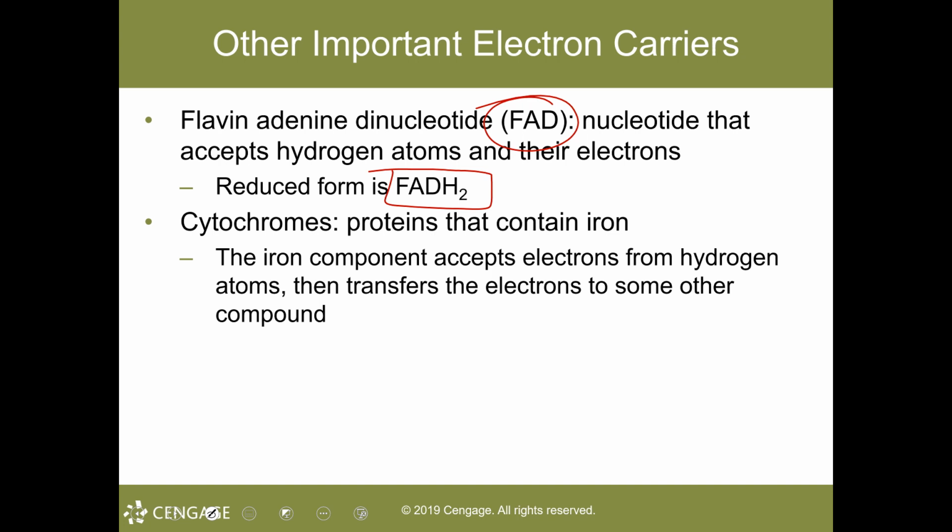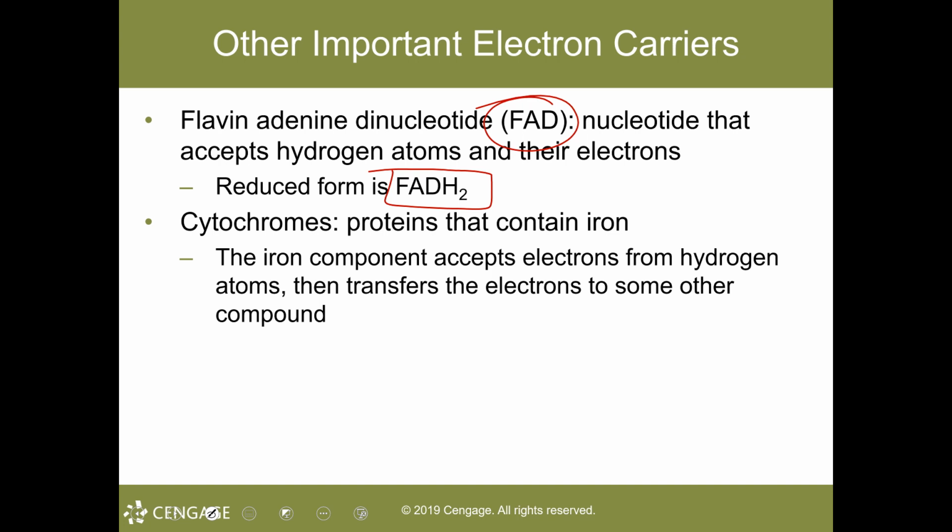Thereafter, there'll be cytochromes. Cytochromes are proteins that contain iron, one of the more well-known ones being cytochrome C. What then happens is the iron component here accepts electrons from the hydrogen atoms and then transfers the electrons to some other compound.